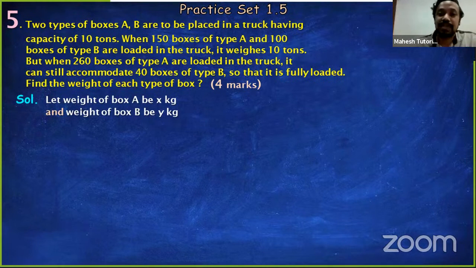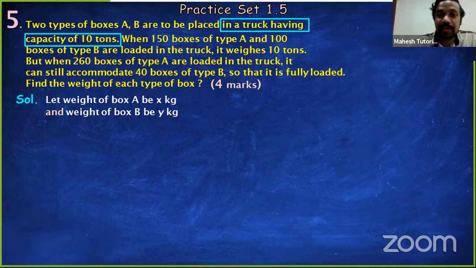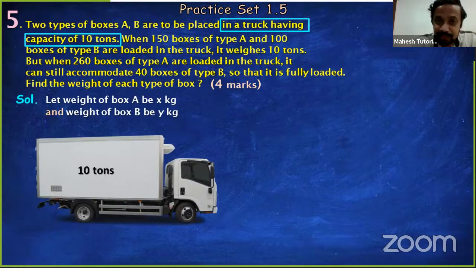Now we need to frame the two equations based on the conditions given in the question. Now students, before that, I want every one of you to look at this statement very carefully: a truck having capacity of 10 tons. In the first assumption statement, we have considered x kg and y kg, so the unit of weight that we have considered is kg. And here the capacity of the truck is given in tons. So we need to keep only one unit throughout the sum. So we'll convert tons into kg.